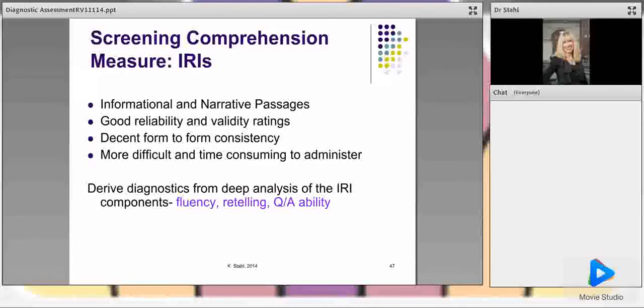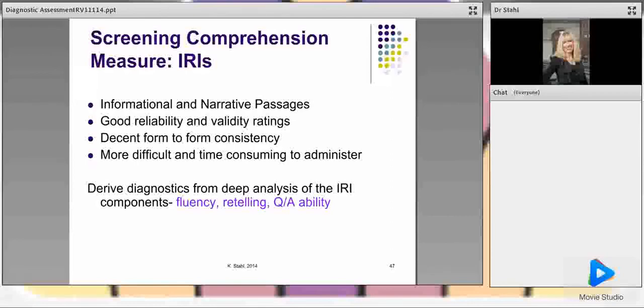In these upper grades, we must be doing more detailed formative comprehension tests that have good reliability and validity ratings. So we can use assessments of both informational and narrative passages. They are more time-consuming to administer, but for the diagnostics that we're looking for, we must get information about children's fluency. We can use that CBM as a starting point, but we must see how children are functioning fluency-wise on text at their instructional level as well. We need detailed information about their retellings.